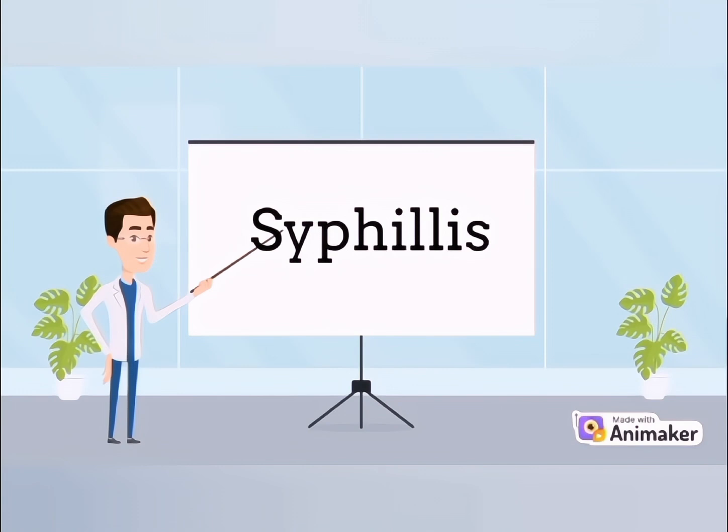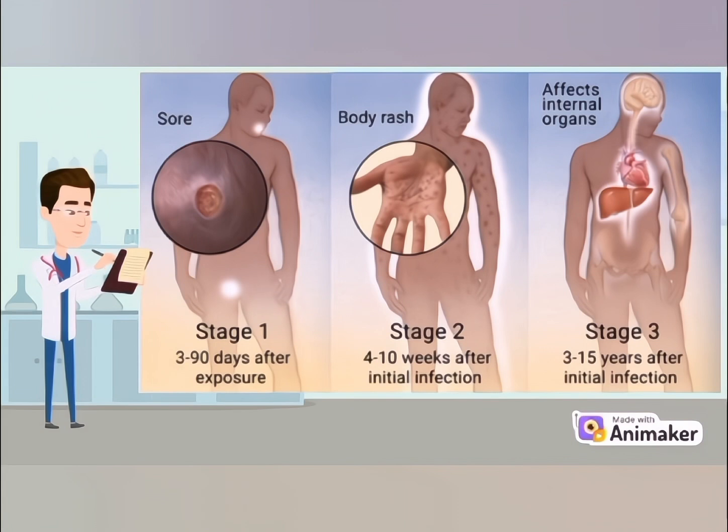Now, what is syphilis? Syphilis is a sexually transmitted infection caused by a bacterium called Treponema pallidum. If left untreated, it can lead to serious health complications. It progresses in stages: primary, secondary, and tertiary. In primary, there are sores on the body which can be healed by the body itself. In secondary, there are sores and body rashes which also get healed, but in tertiary, body organs are involved, so the cure is not possible by itself.